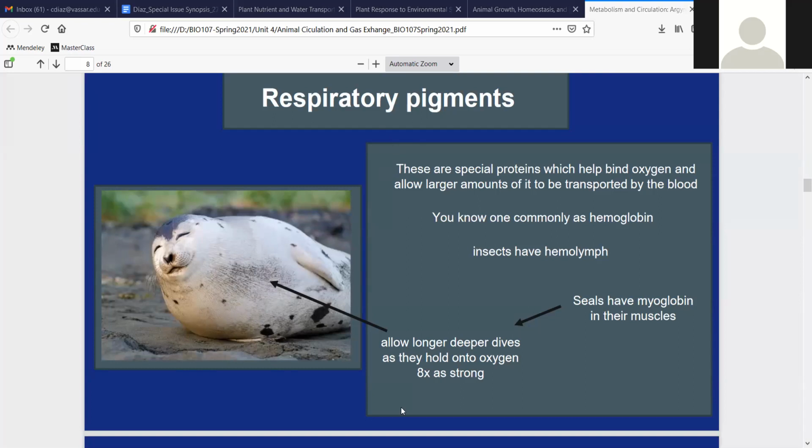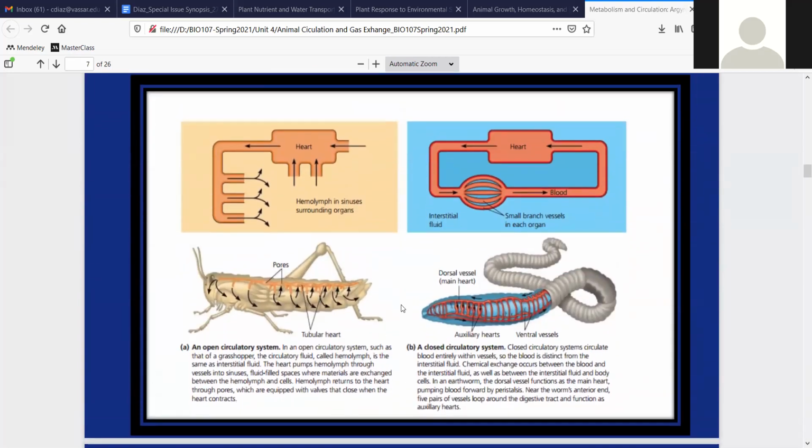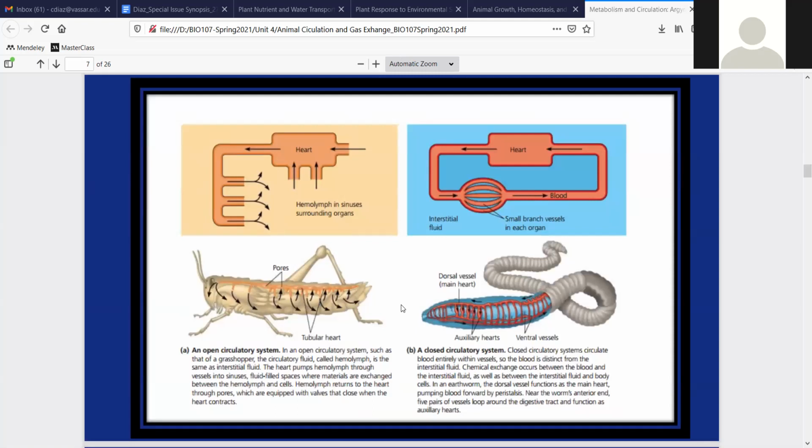Can we talk about open versus closed systems and the advantages or disadvantages to them? Sure. So open versus closed systems are dictated by whether or not there's a separation between intercellular fluid and blood. All organisms are going to have a type of blood that's going to carry things, but in an open system, all of the fluid that connects your cells and that blood are the same fluid.